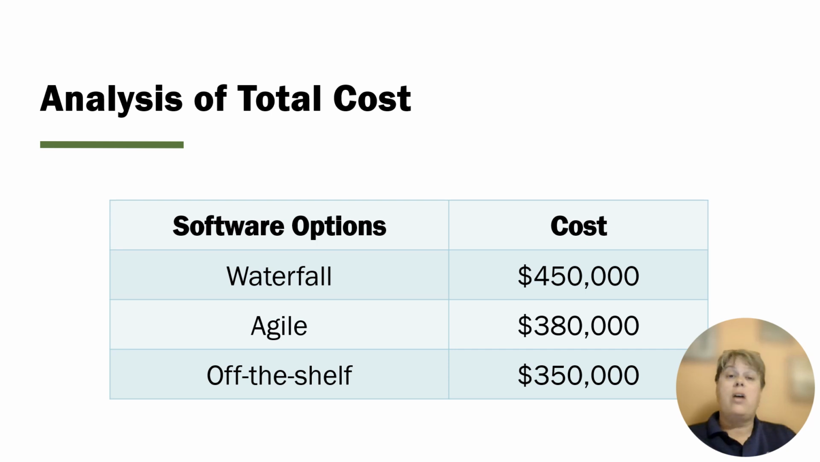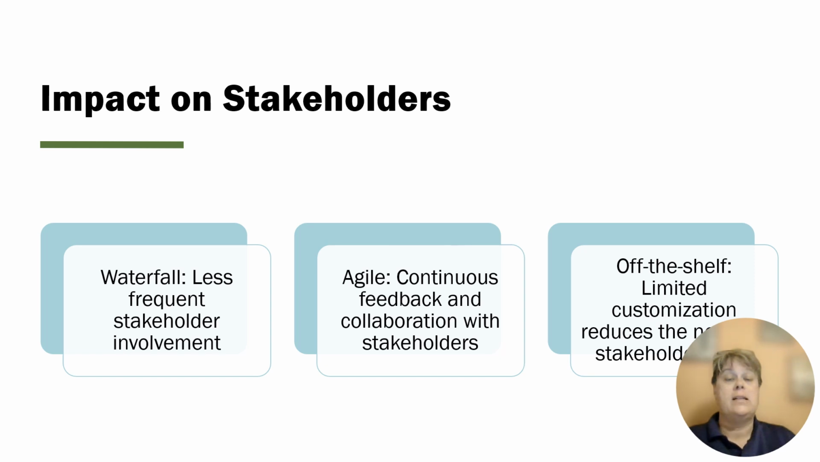Looking at the total cost, Waterfall is the most expensive option. Agile offers a more cost-effective solution in terms of development time and flexibility. However, we will need to consider that off-the-shelf software might lead to higher cost in licensing and ongoing maintenance. Stakeholder involvement varies across all three of these approaches.